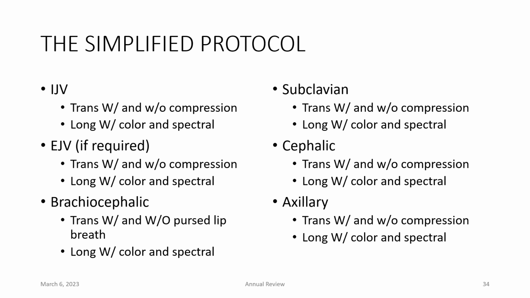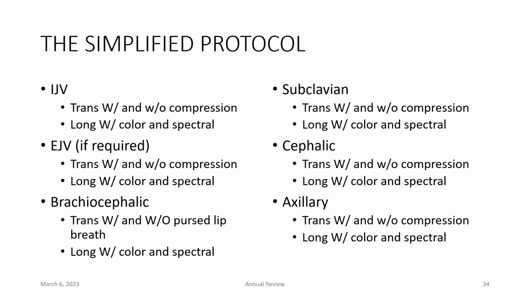All right, so let's tie this all together in a simplified protocol. We're going to start out with our internal jugular vein. We're going to assess it in transverse with and without compression throughout the vein every 2 to 3 centimeters. Then we're going to assess it in long B mode, in long with color, and in long with spectral. Then if required, we can go to the external jugular vein.